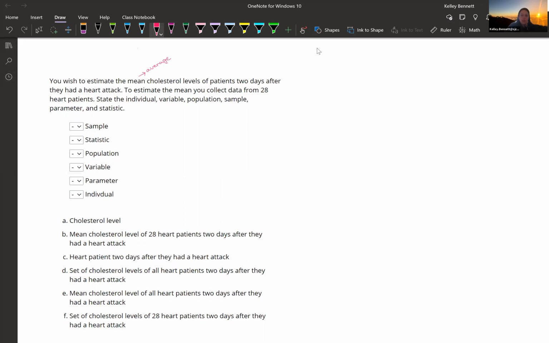So let's start with the individual, the who. So who are we asking? Who are we trying to observe? Let's look at our list actually. So which one is most like a who? Cholesterol level? No. Mean cholesterol? No. Okay, so we have C.